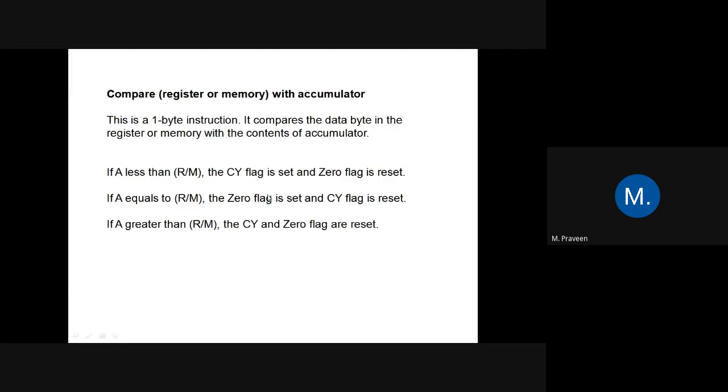So the 0 flag is set only if the result is 0 here. Here both A and B are the same value, so if you subtract A minus B, you will get the answer 0. If it is 0, then the 0 flag is going to be 1 here.